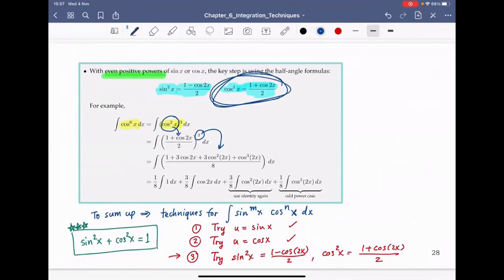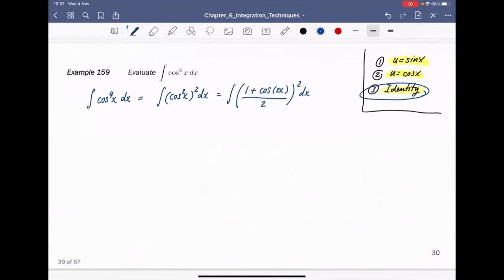No formula is given on the exam. If you have to do this, just memorize it. Well, you have to. The formulas for sine squared and cosine squared are pretty similar to each other. The difference is just the sign. All right, now we can just expand that.